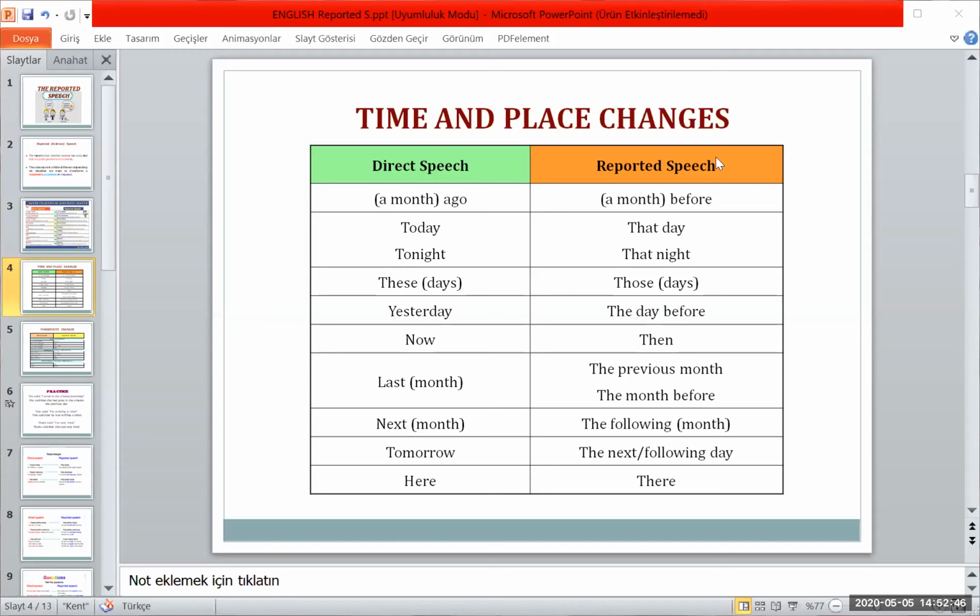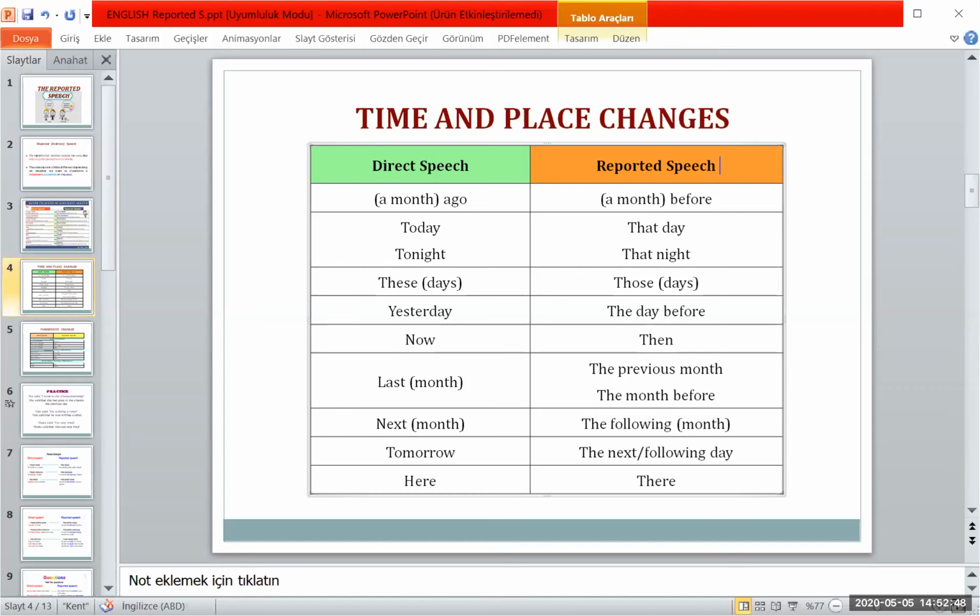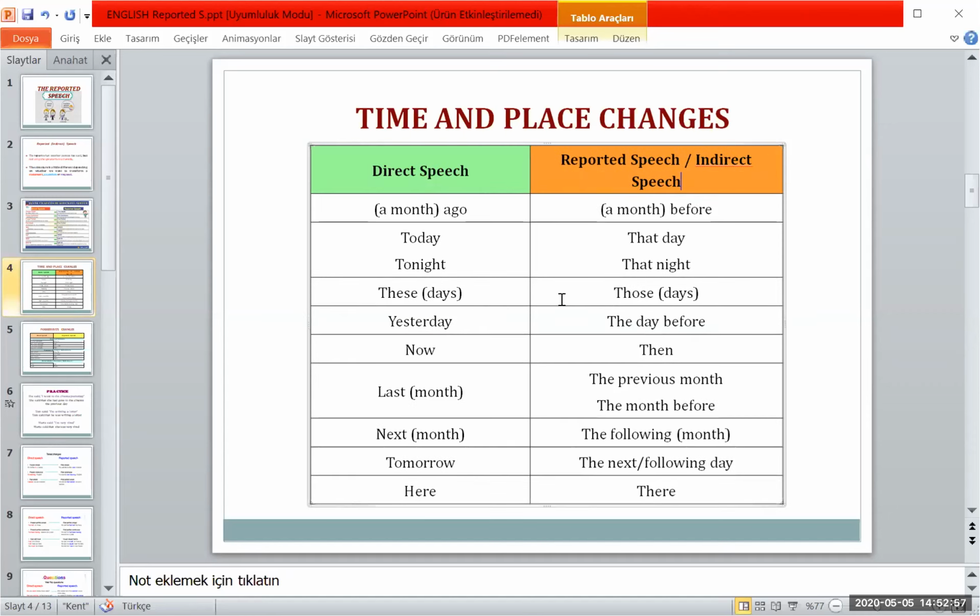Reported speech, or in other words, indirect speech. Okay? Keep in mind, they are both the same.